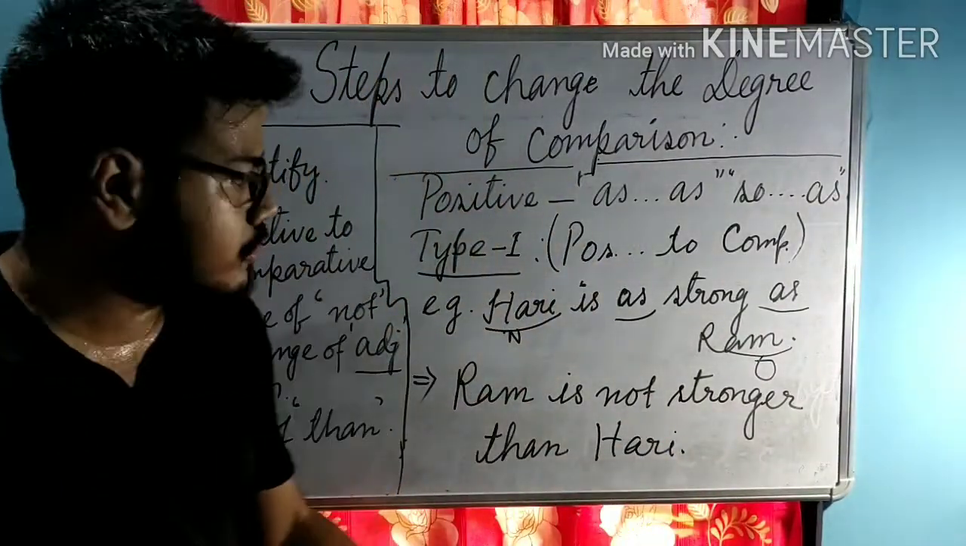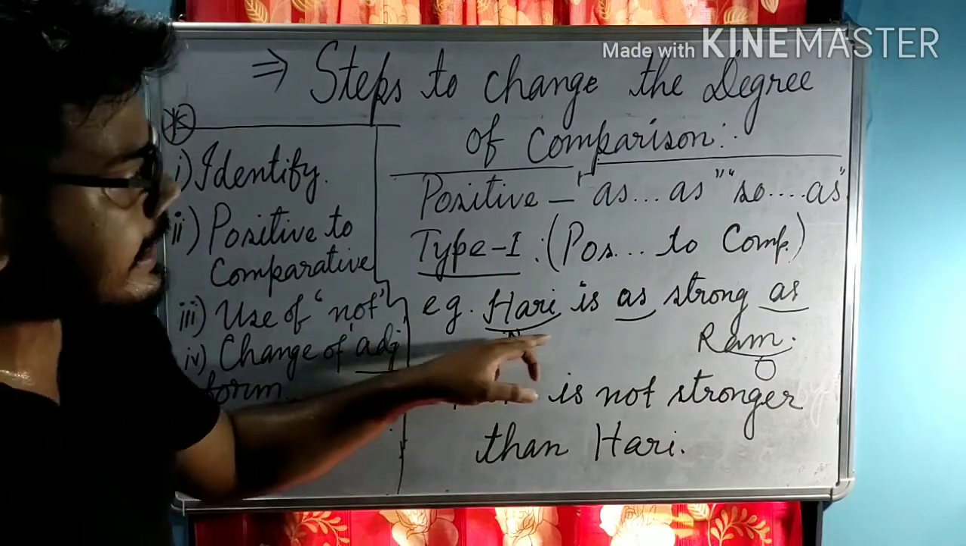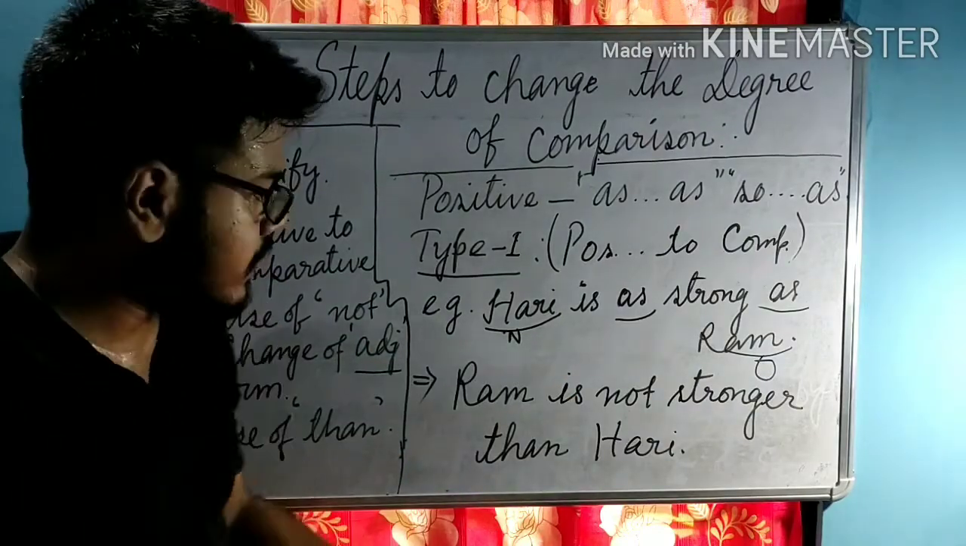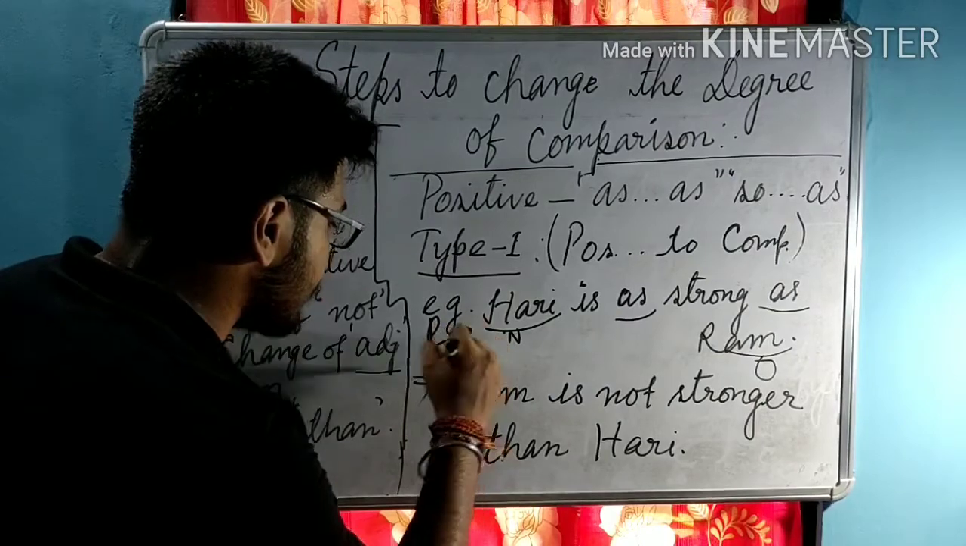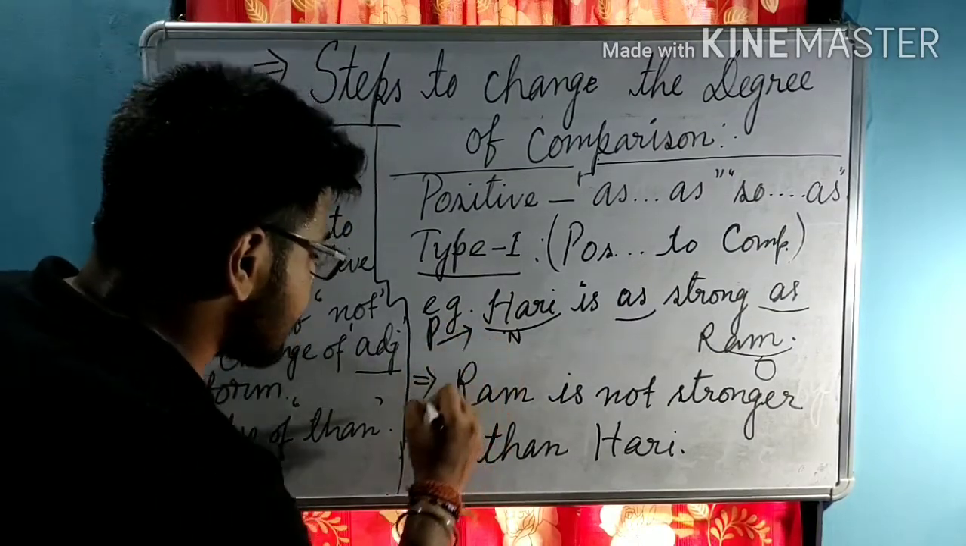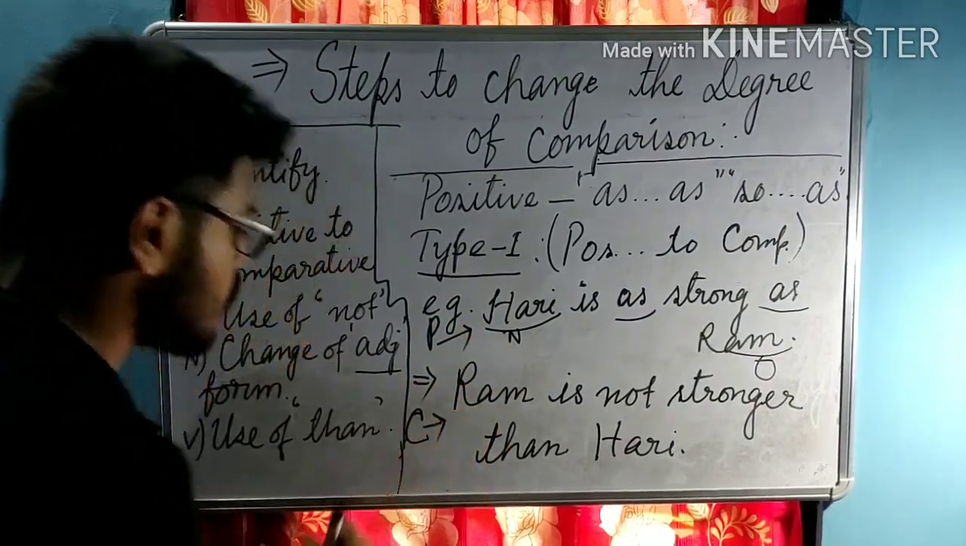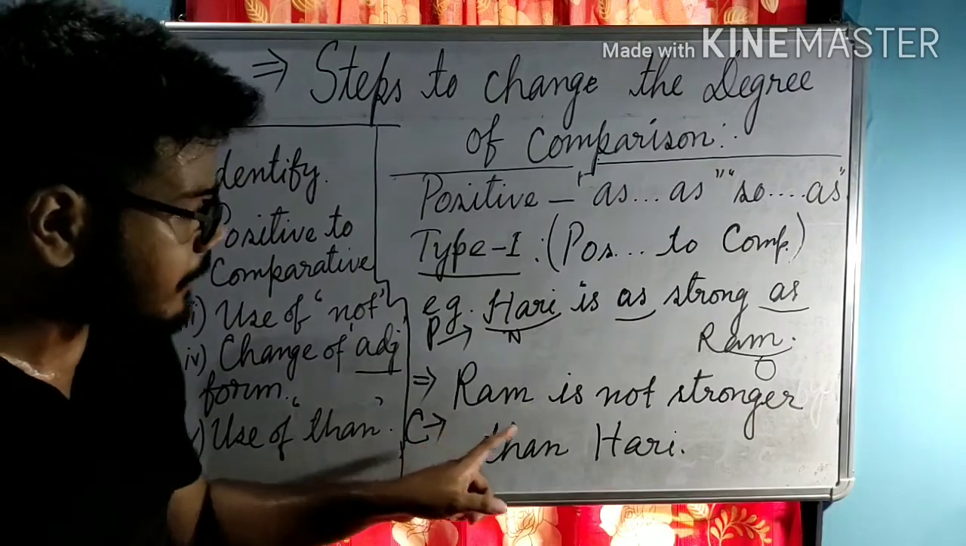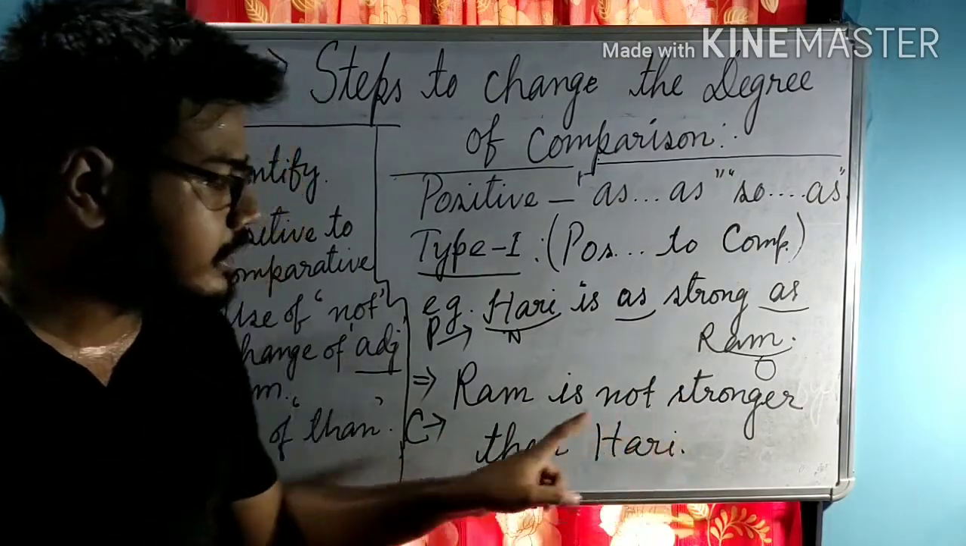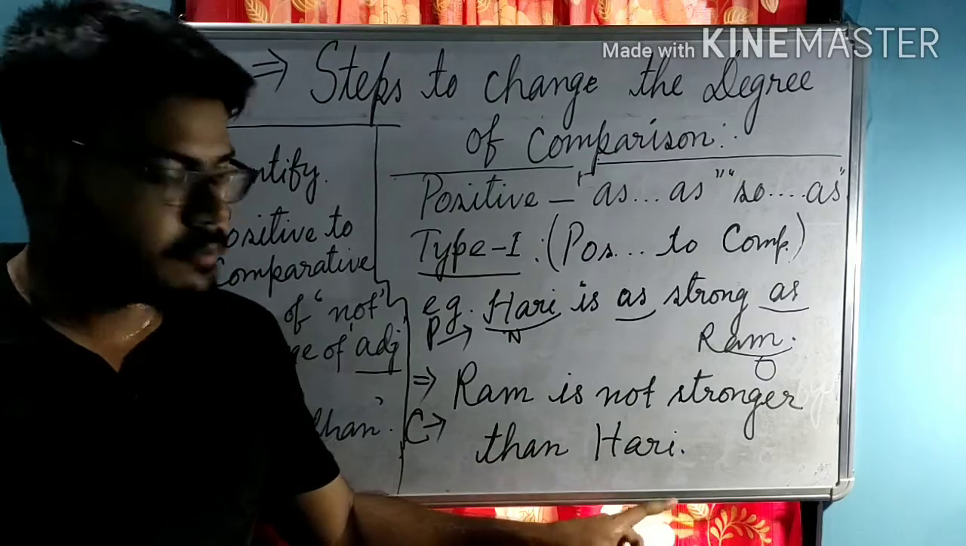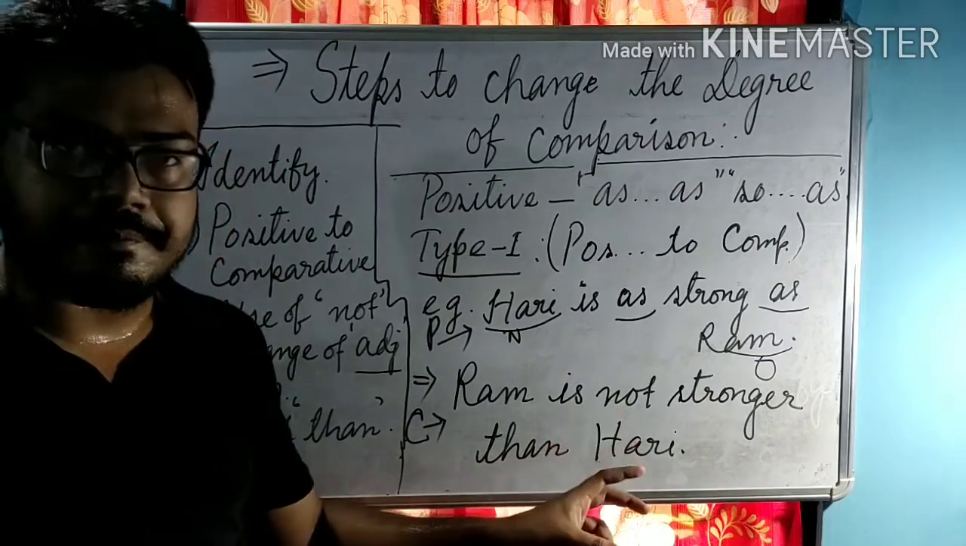I hope you have understood that "Hari is as strong as Ram" is a sentence of positive degree, and now we transform it from positive degree to a comparative degree sentence. So, Ram is not stronger than Hari. That means both are the same.